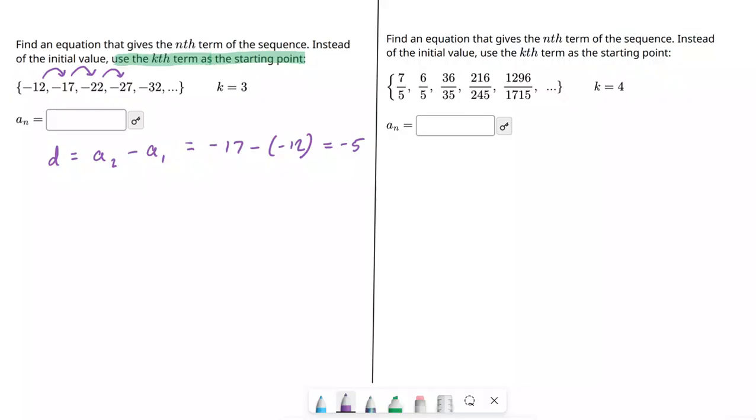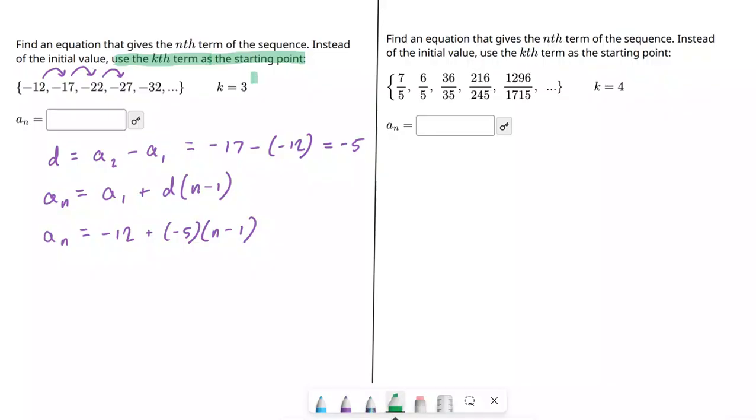Well, that's great. Now we just need to write our explicit formula. a_n equals a_1 plus d times (n minus 1). And we plug in what we know. Well, we know that a_1 is negative 12. We know that d is negative 5. And then we have our n minus 1. And normally this would be enough. This is an arithmetic sequence with a common difference of negative 5, and it starts at negative 12.